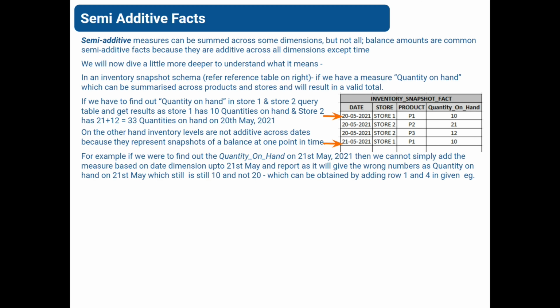For example, if we were to find out quantity on hand on 21st May 2021, then we cannot simply add the numbers or measure based on the date dimension up to 21st May and report it, as it will give the wrong numbers for the quantity on hand on 21st May, which is still 10 and not 20. I hope we have now understood that quantity on hand cannot be added across the date dimension, but it can be added across store and product dimension.